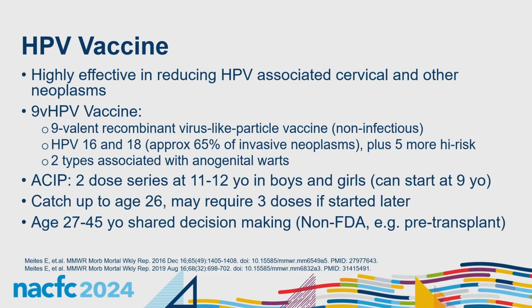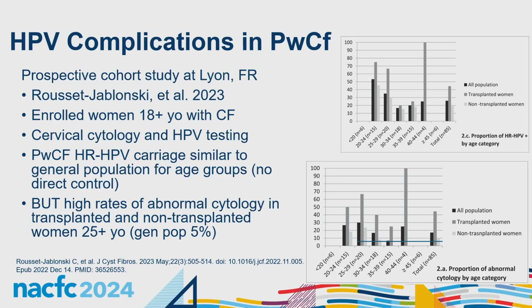The current recommendations in the United States are that all children age 11 to 12 should get a 2-dose series. You can start at a slightly younger age, and you can perform catch-up vaccination to age 26, but if you start at 15 or later, you're going to need more doses. Age 27 to 45 vaccination is recommended based on shared decision-making, but that's a non-FDA approved indication.